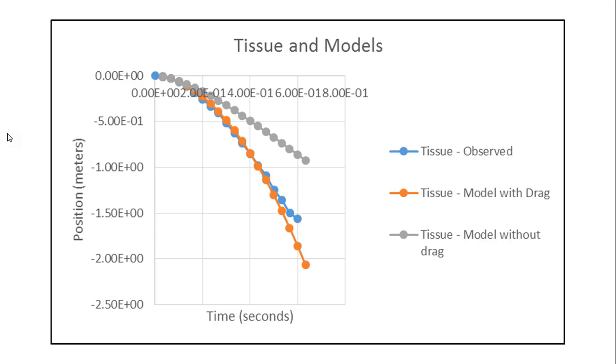Here what I've done is I've taken my data from both the observed tracker data and the models both with and without drag and computed one graph containing all three. You'll see here that the observed tissue correlates very closely with my modeled drag system.